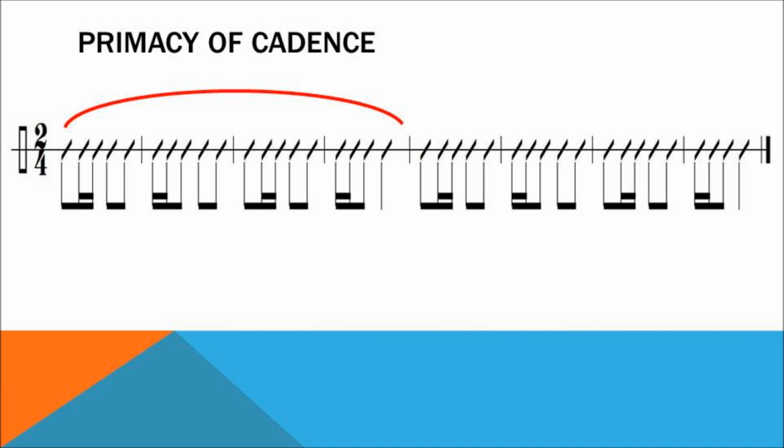What distinguishes one phrase from another, and in this case they're rhythmically identical, what distinguishes the two? It is the cadence. The first phrase ends on a half cadence, unresolved, and the second cadence is a full cadence, tonic.